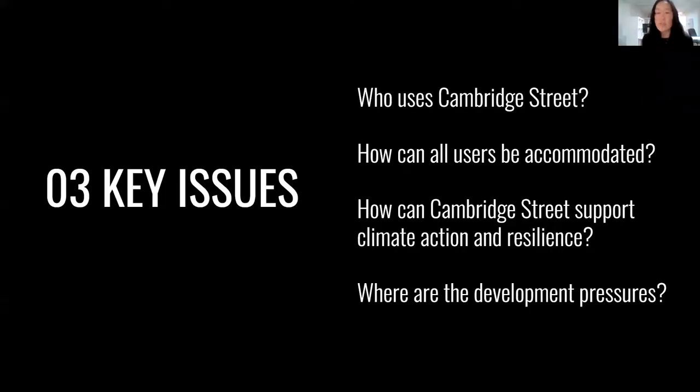So one of the things we are trying to understand is who are the users of Cambridge Street and how can all of them be accommodated? And by all of them, I also mean, how can Cambridge Street support the city's goals for climate action and resilience? And then finally, where are the development pressures and how will they impact the street?